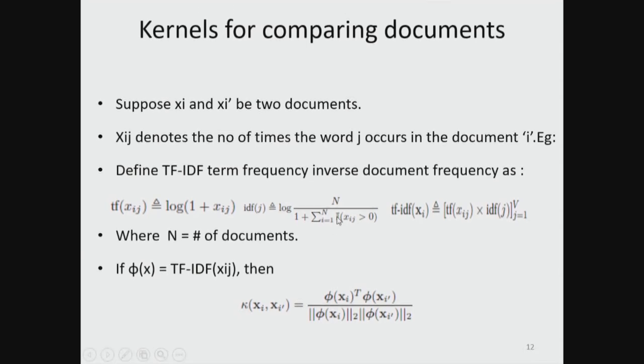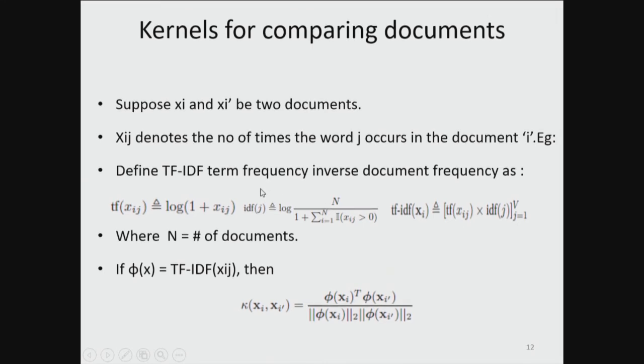Therefore, n divided by 1 plus sigma i equal to 1 to n, the incidence of xij greater than 0, how many such words are there? Then we call this the inverse document frequency. Why is it said to be inverse? Because we are taking 1 divided by this and multiplied by the total number of documents n.